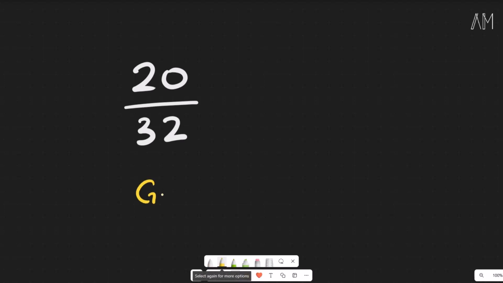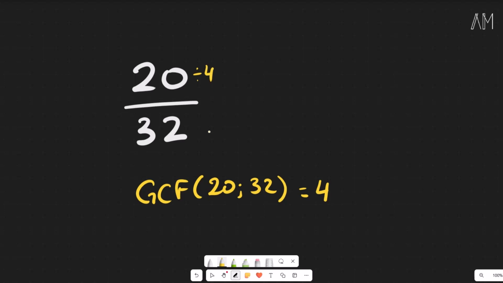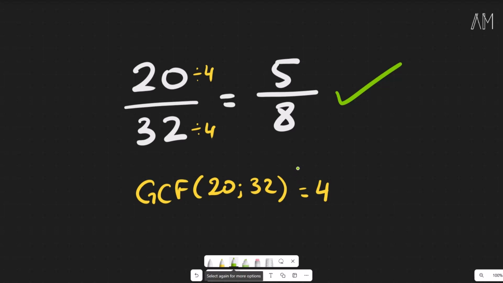Let's take another example. Let's say I have 20 over 32. If I want to make it in the simplest form directly, I can find the GCF of 20 and 32, which is equal to 4 again. So I will divide both of them by 4, up and down. And there we go. 20 divided by 4 is 5, 32 divided by 4 is 8. And here my fraction is in the simplest form.